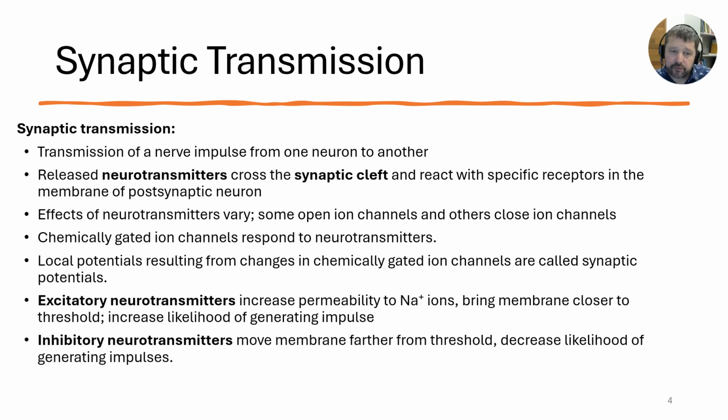So excitatory neurotransmitters are going to increase the permeability of sodium ions. It causes those sodium channels to open up, and sodium can now travel inside the cell, whether that be a muscle cell or another nerve cell. And then you have inhibitory neurotransmitters that block, or really don't open, the sodium channels. Instead, they might open up other channels, like chloride channels, to have it move in the opposite direction.